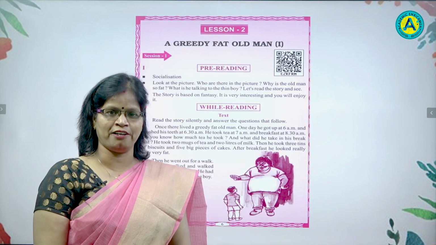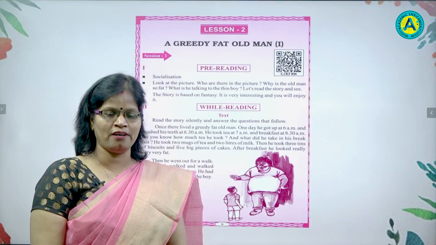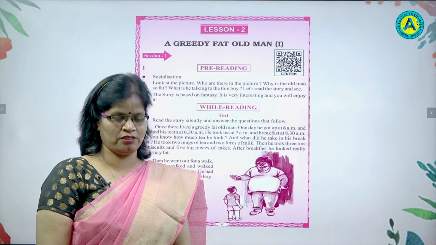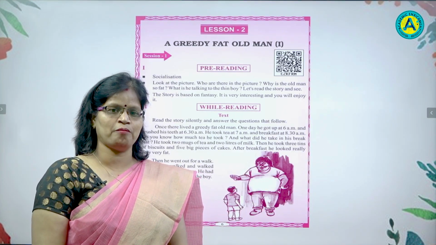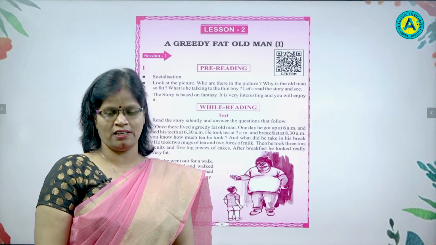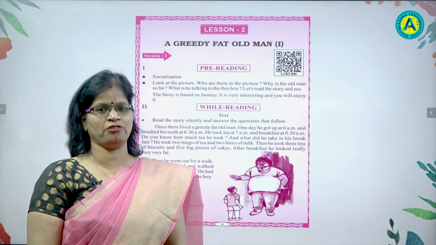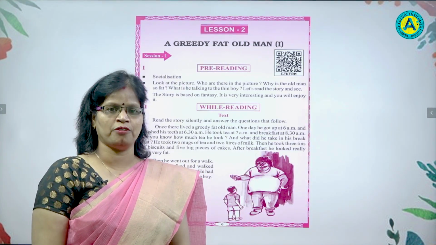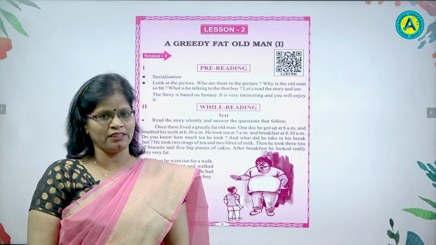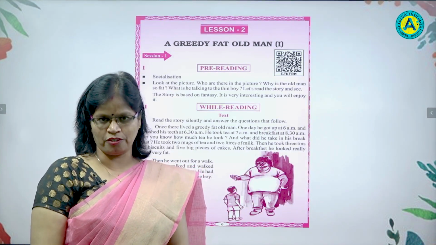After that, he felt uneasy. And the old man wanted to go out. Then he went away from his home. And on the way, he met with a little thin boy. So this was the gist of the previous lesson. In today's lesson, we will cover some other portion.